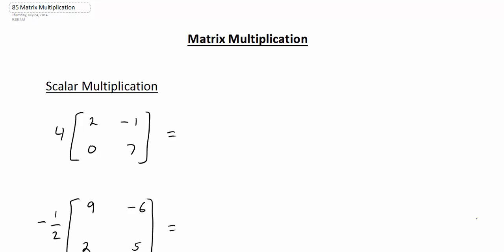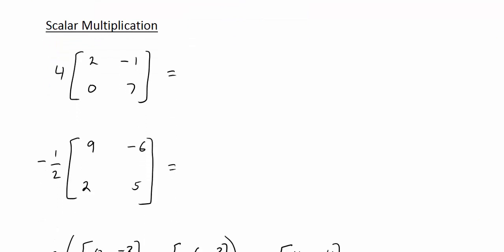Now here we're going to look at matrix multiplication, and we're going to first look at what's called scalar multiplication, and that's where we just have a single number multiplied by a matrix. And this multiplication is pretty straightforward. It's kind of what you would probably assume. We're basically just going to distribute the 4 here to every entry in the matrix.